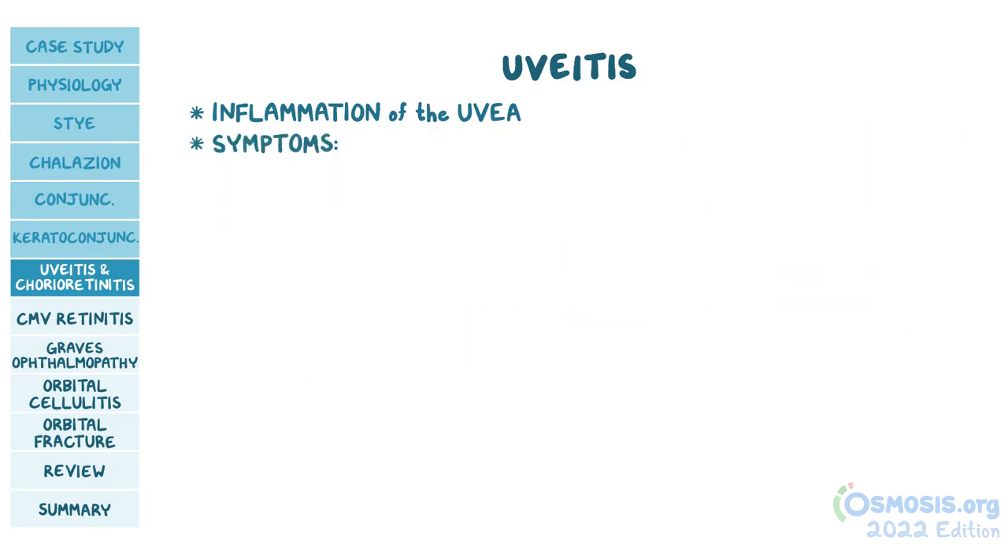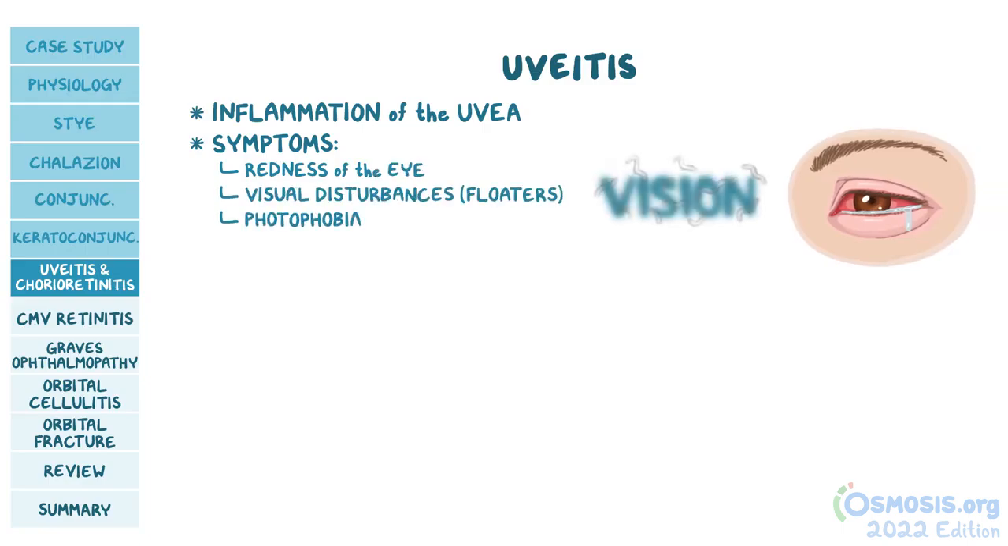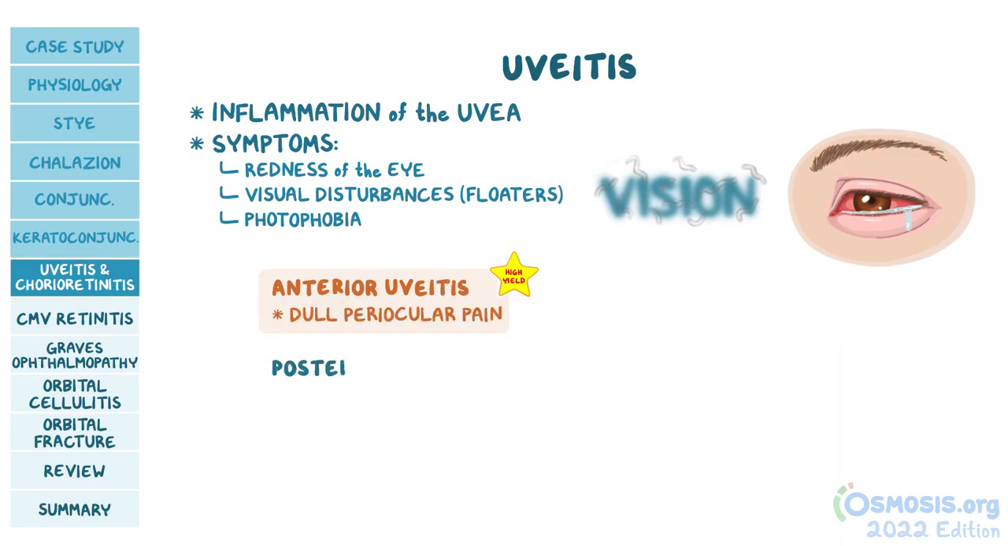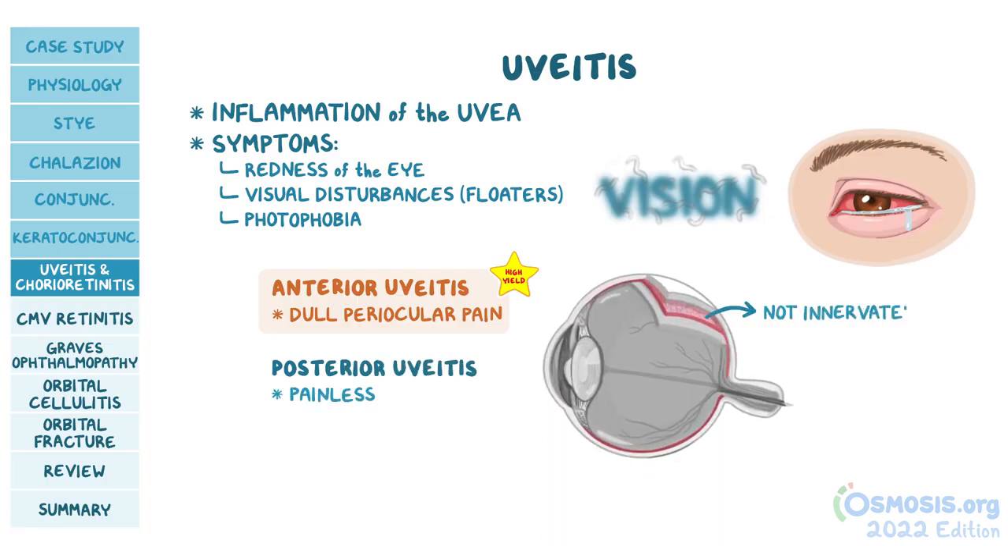Now, symptoms may include redness of the eye and visual disturbances, such as floaters and photophobia. For your exams, it's also important to remember that anterior uveitis is accompanied by dull periocular pain, unlike posterior uveitis, which is painless. That's because the choroid is not innervated by sensory nerves.